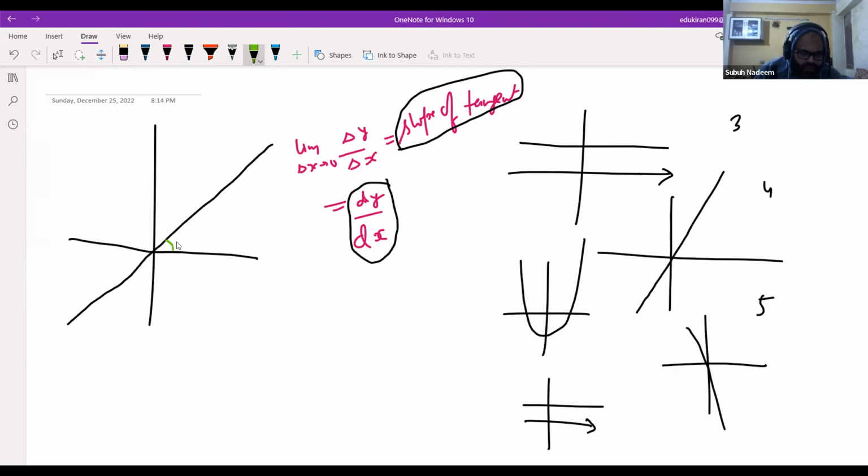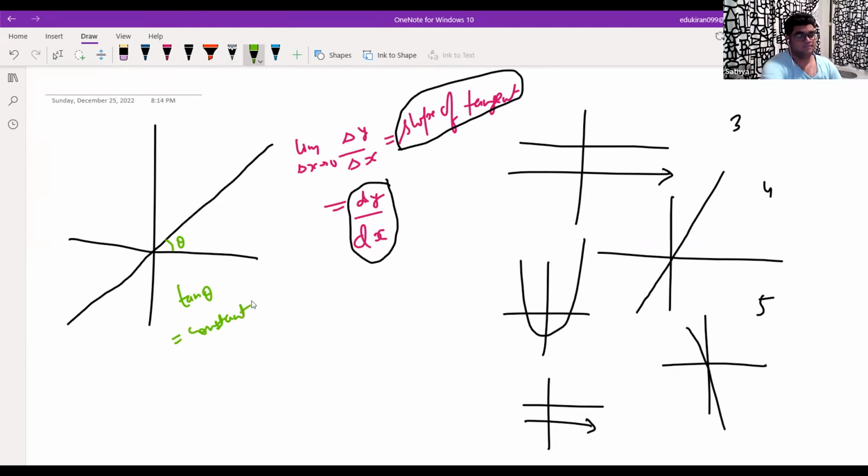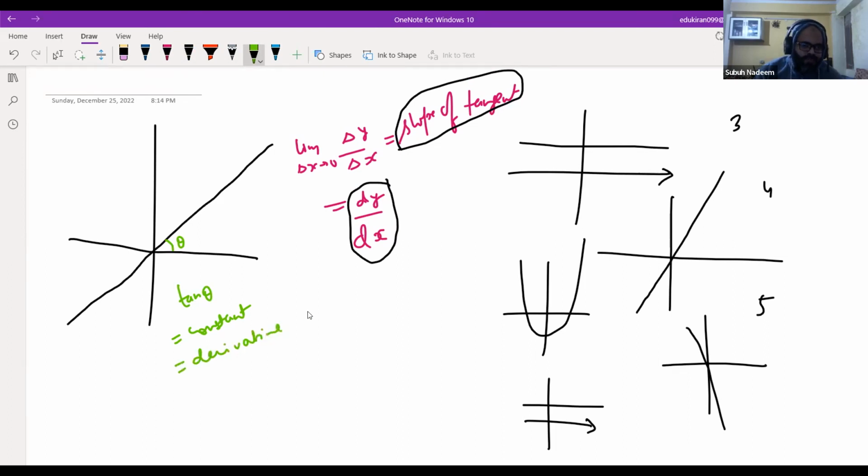So if you see the slope here, this angle is theta. So tan theta is equal to constant. Right? Yeah. Now this constant is the derivative. Now if you see, among the five graphs which have been given to match, which is a constant graph? So there are two graphs. One, the third graph, another, the seventh graph. These two graphs are constant. That is, the line is parallel to the x-axis. These two are constant graphs. Others are not constant.